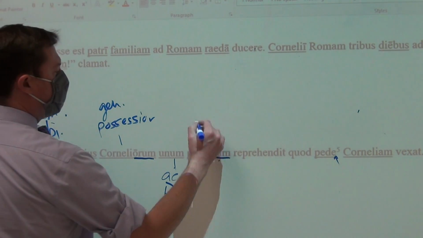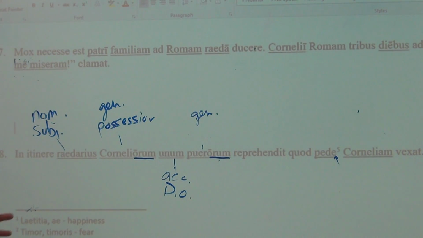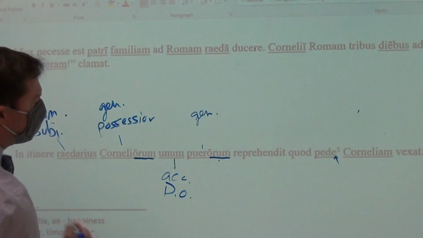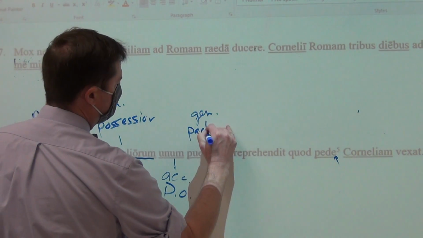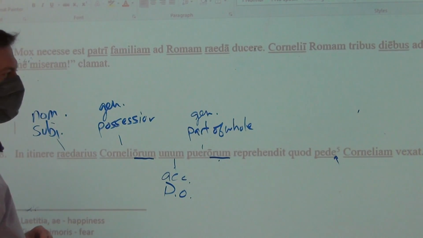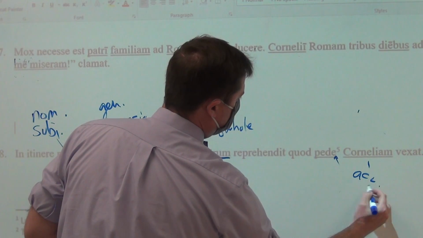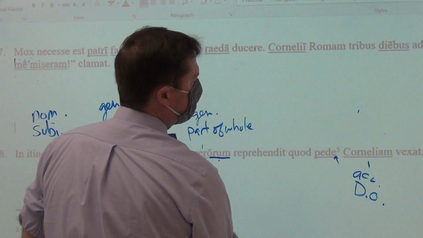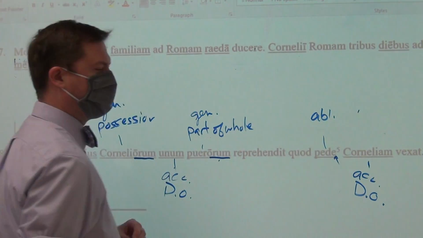Puerorum, of the boys, also genitive. But the boys do not possess the one. Instead, the boys represent all the boys, and we are merely indicating a part of it. So it's a genitive, what we call part of the whole, also referred to as the partitive genitive. And then finally, he annoys Cornelia. She is obviously the accusative direct object, and he annoys Cornelia, ablative, with his foot.